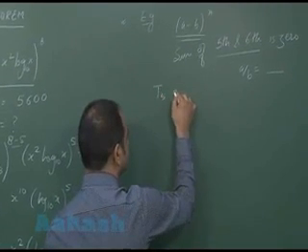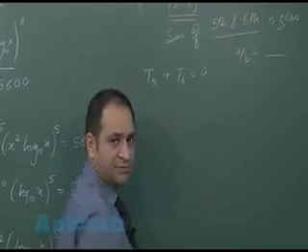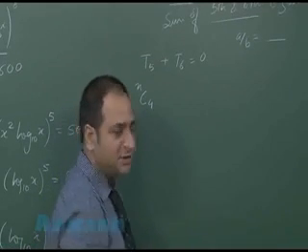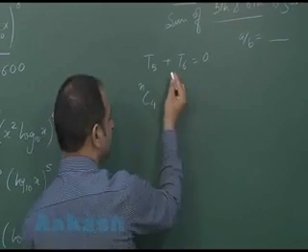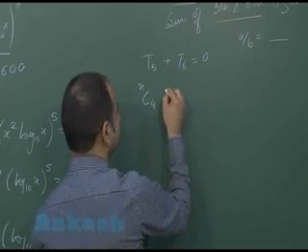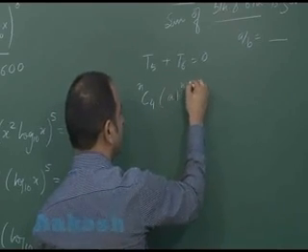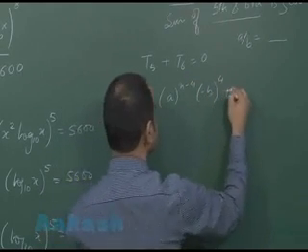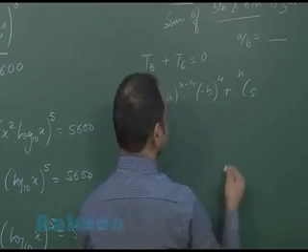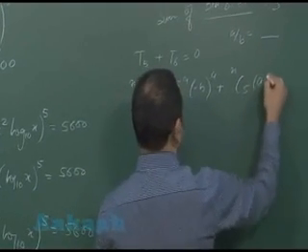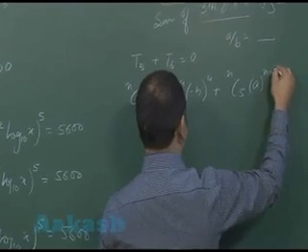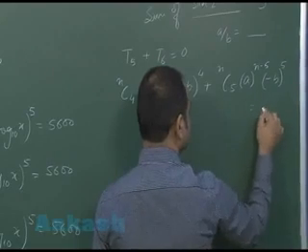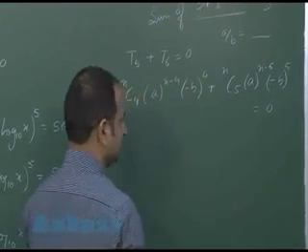What we have given here is T5 plus T6 is equal to 0. What is T5? Going by the general term, T(r+1) is nCr a raised to the power n minus r and b raised to the power r. So T5 is nC4 a raised to the power n minus 4 and minus b raised to the power 4, plus nC5 a raised to the power n minus 5 and minus b raised to the power 5. This is 0. It is given here, this value is 0.